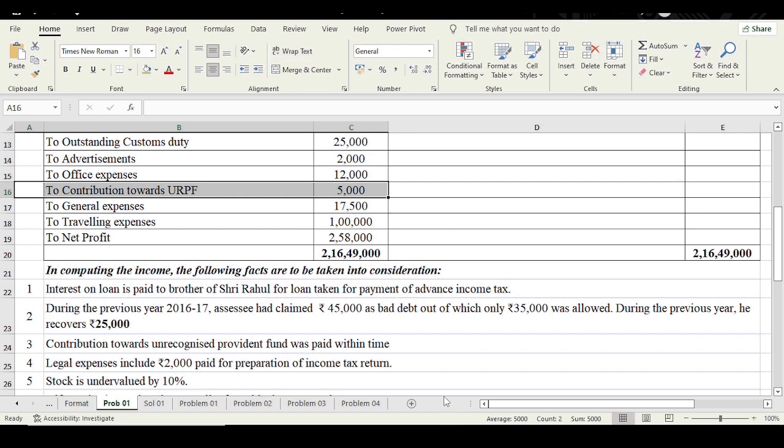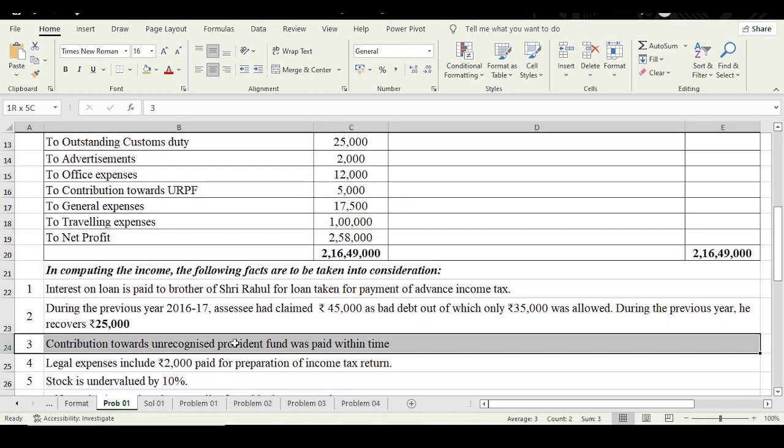Contribution towards unrecognized provident fund. There is an adjustment for unrecognized provident fund over here. Contribution towards unrecognized provident fund was paid within the time, that is before the due date of filing returns. But remember, contribution for recognized provident fund is an allowable expenditure. Contribution towards unrecognized provident fund is not an allowable expenditure.